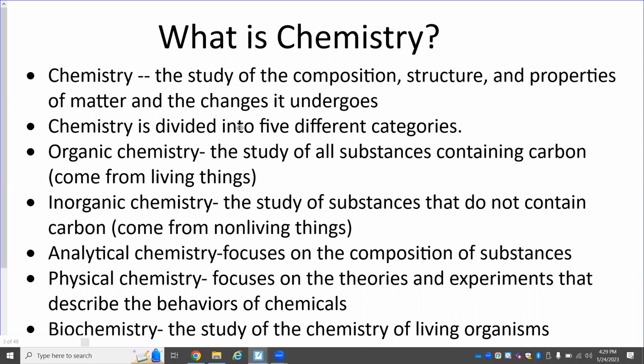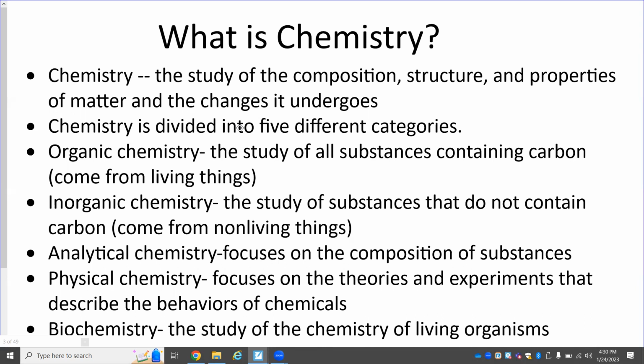So chemistry is the study of the composition, structure, and properties of matter and the changes it undergoes. Chemistry is a huge topic. We are not going to cover all of chemistry in a semester. It's just not possible. There are different subspecialties of chemistry as well. Chemistry tends to be divided into 5 different specialties or categories. And yet again, we are not going to focus on all of these. Even some of these are above the AP level.